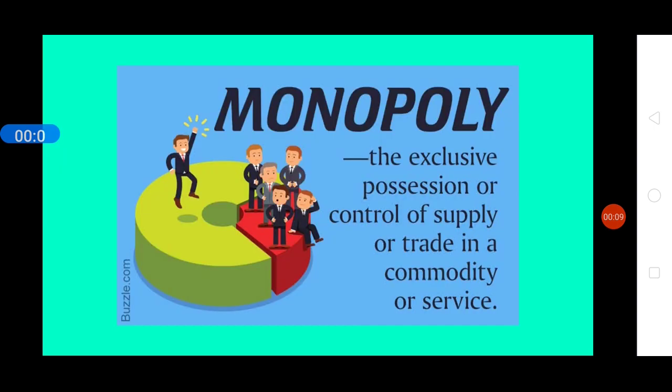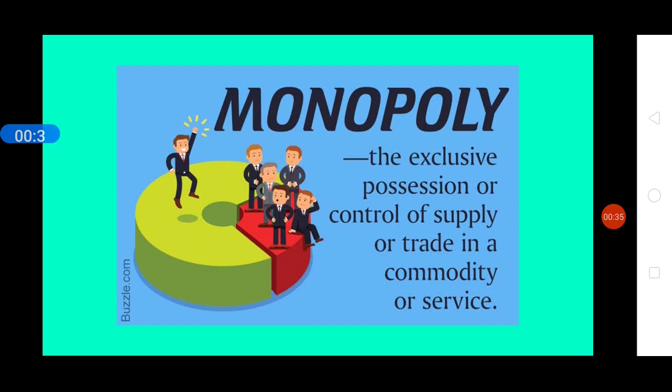Today we are going to discuss one of the main forms of market structures, that is monopoly. As you can see in the picture, there is a circle which denotes the overall market of the product, and the major part of the market is covered by one single seller, and all other sellers are standing on the other side, having a minor portion. This picture itself presents the meaning of monopoly.